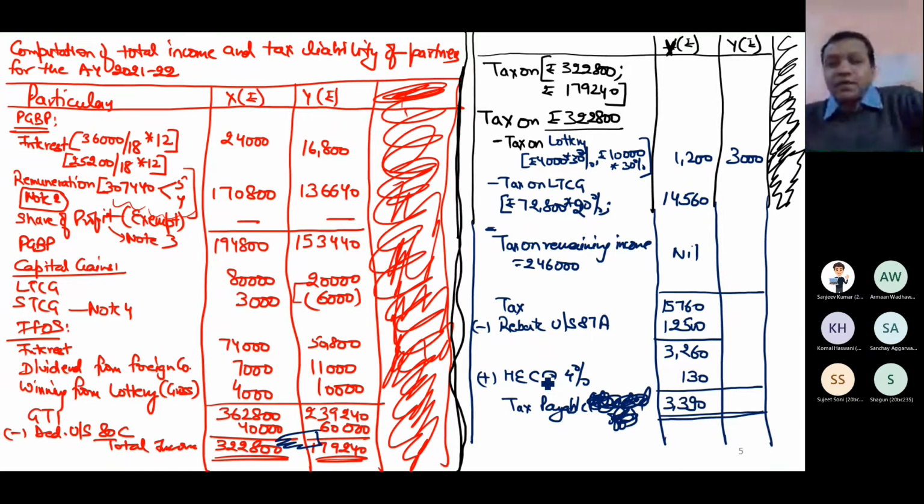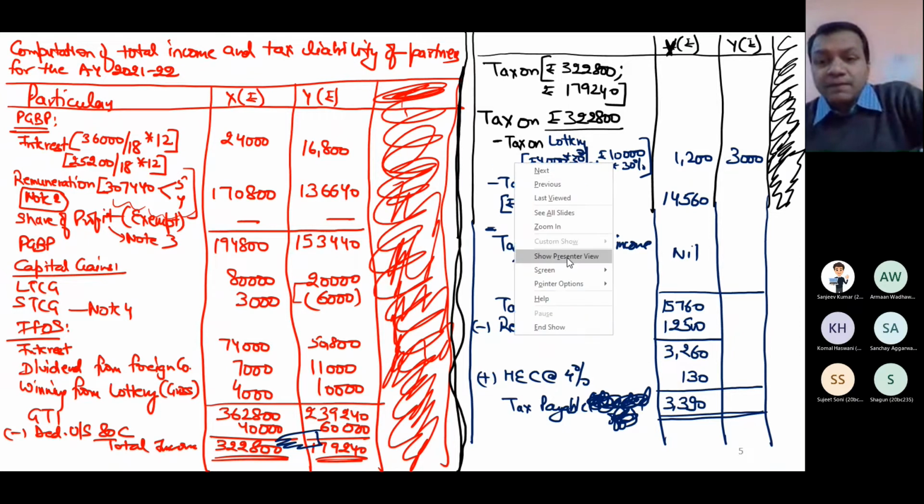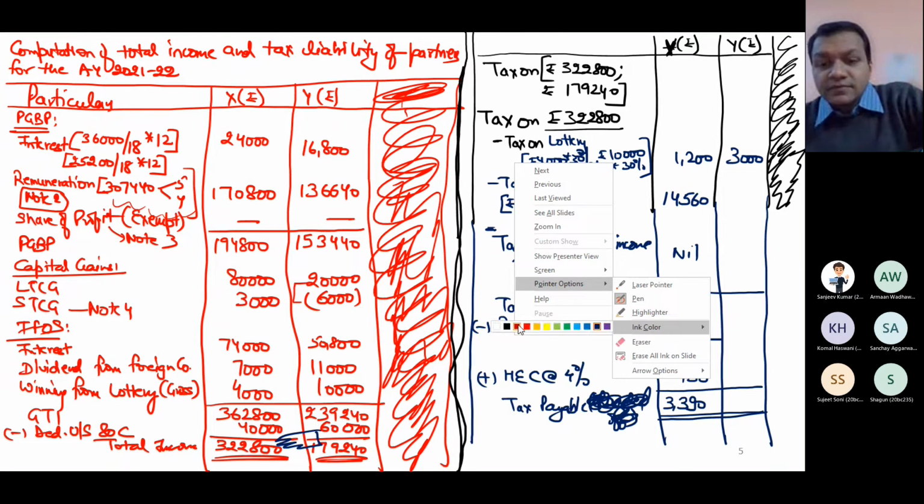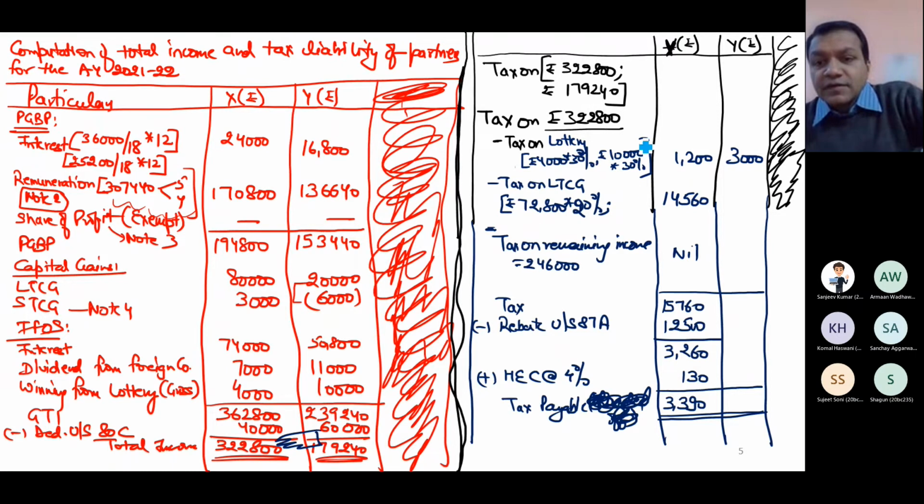Now let us come to the case of Y. Y's income is 179,240. But special incomes are always taxed at special rate. So is there any casual income given? Yes, 10,000. So in case of Y, this 10,000 is taxed at 30%. So 3,000.